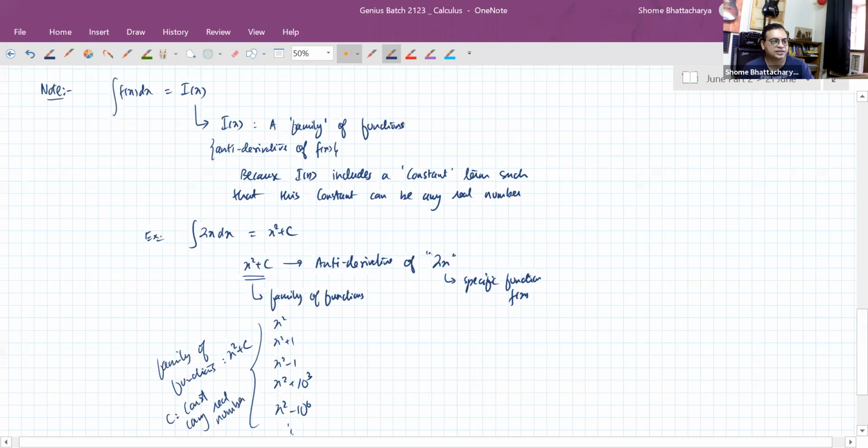So that is another logic for why we call this operation indefinite integration. This operation is called indefinite because it does not give us a definite answer, it gives us an indefinite answer.